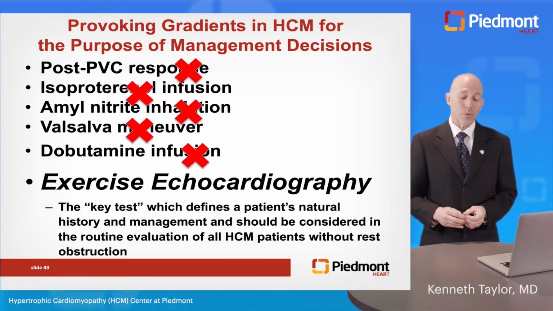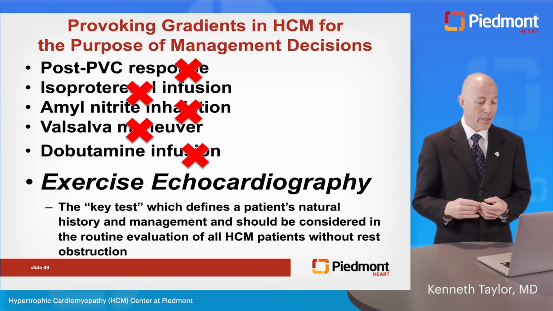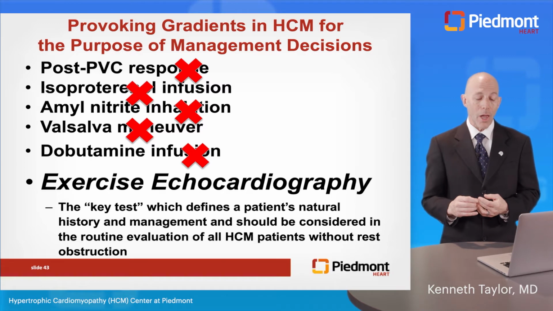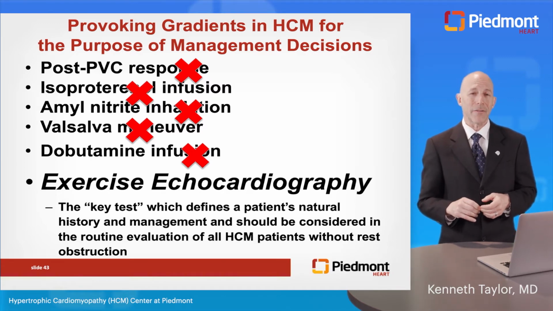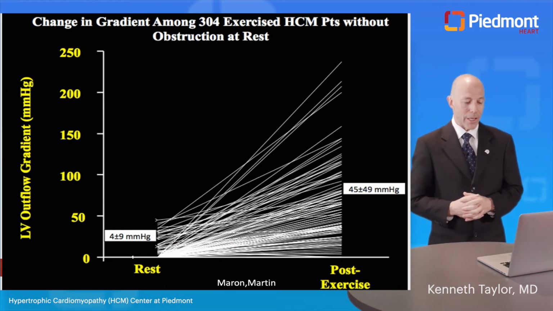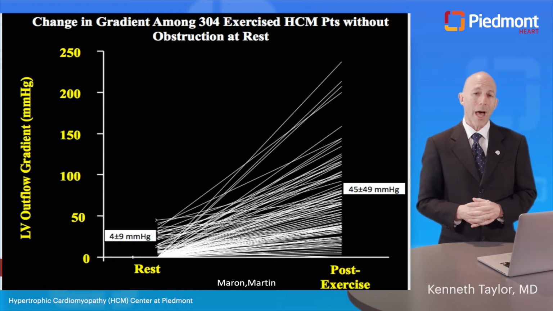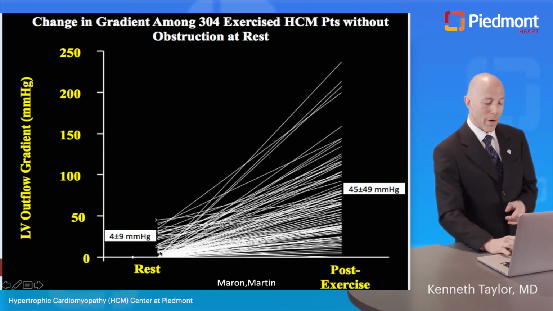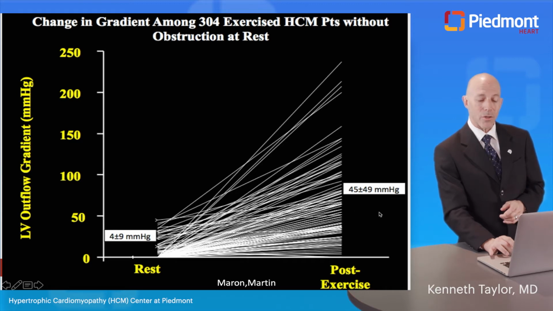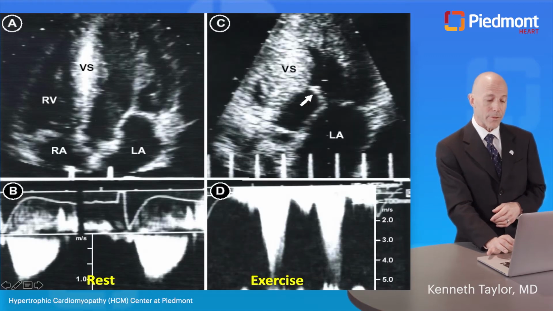It is the key test which defines the patient's natural history and management, and it should be considered as a routine evaluation of all hypertrophic cardiomyopathy patients, particularly if they don't have a resting gradient. The reason for that, and again these are data from Marty Maron, is that if you look at a group of patients who do not have obstruction at rest, who have low gradients, a third of them will significantly increase their gradients with exercise, even though they didn't have a gradient at rest. And this can significantly contribute to patient symptoms.